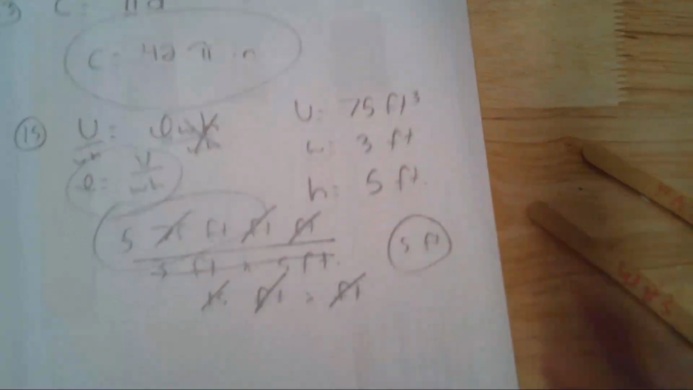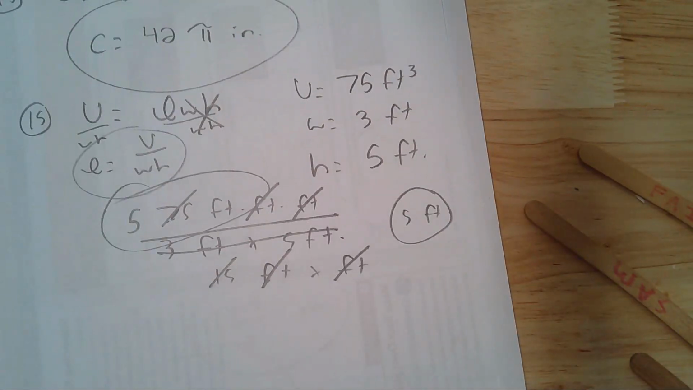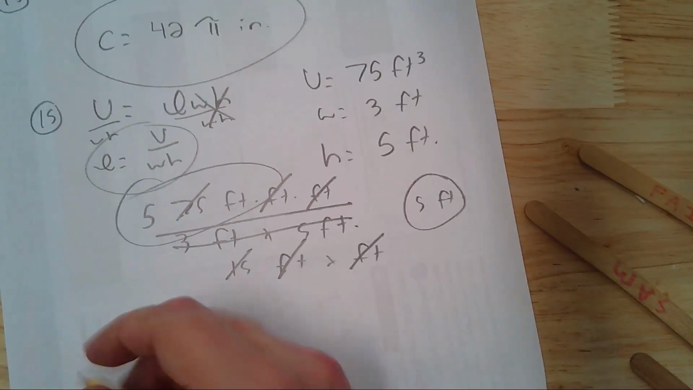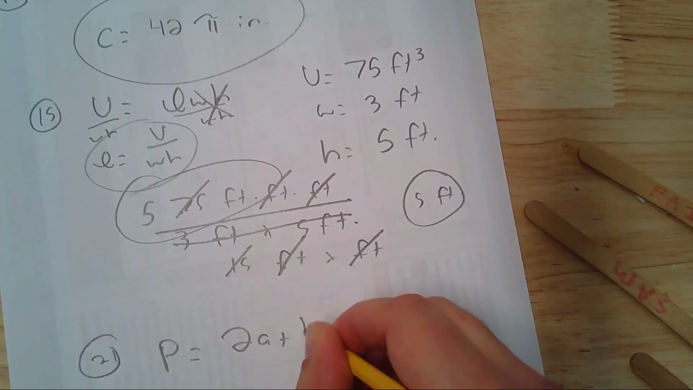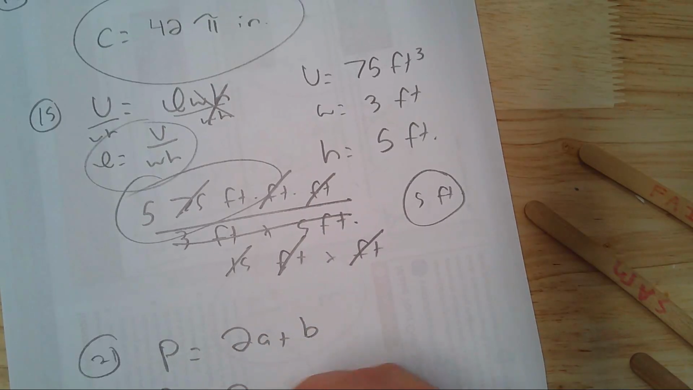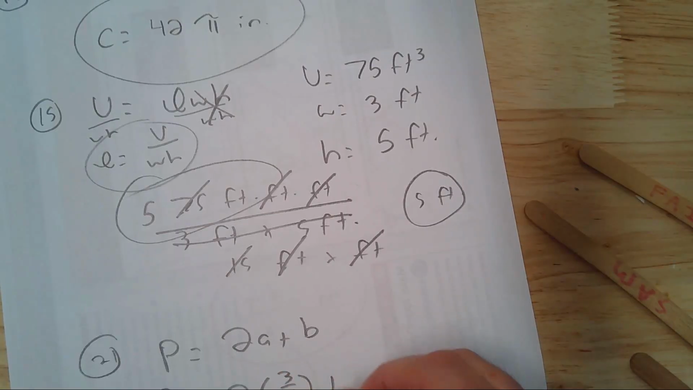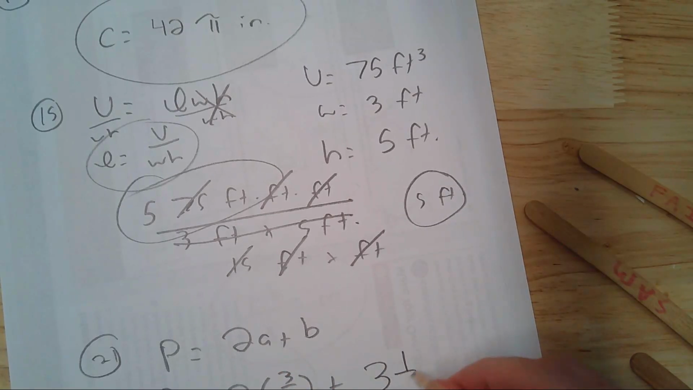It's already in terms of P, there's no need to rewrite. So all I would really need to do is just plug and solve. So 2a plus b, nope. What's 2 times 3/4 plus 3 1/4?